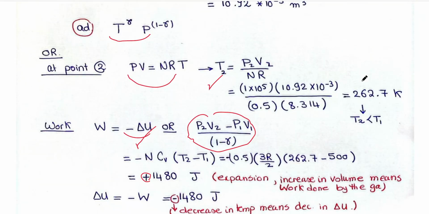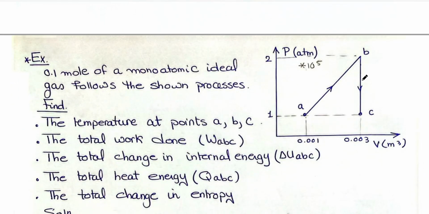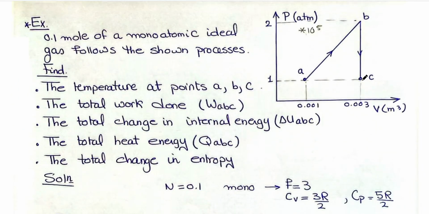Another example, we have 0.1 mole of a monoatomic ideal gas following the shown processes, and this is drawn. This is not my sketch. This is the example. It's required to get some parameters like the temperature, the work, the internal energy, the heat energy, and the entropy. Let's start. n equals 0.1 and it's a monoatomic gas, so f equals 3, Cv and Cp are known.